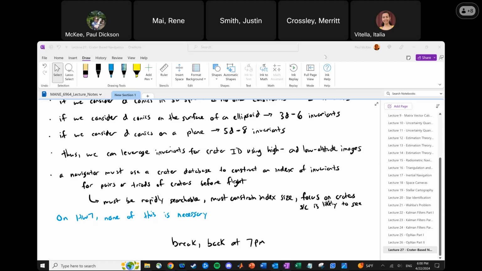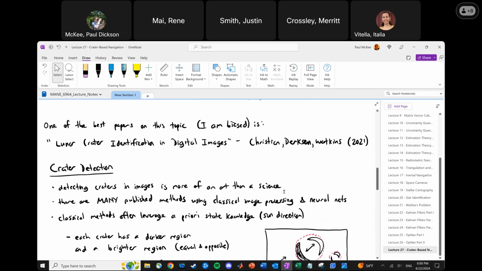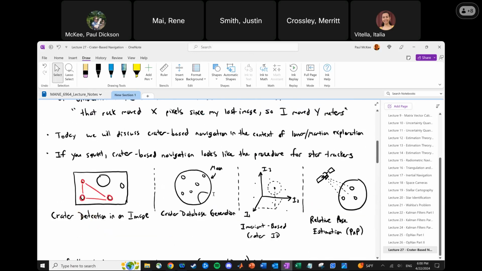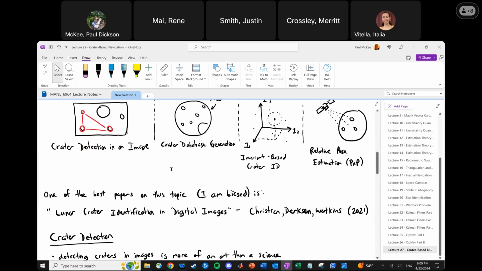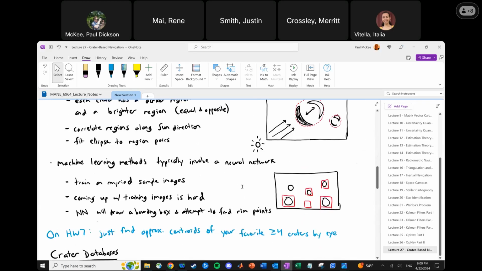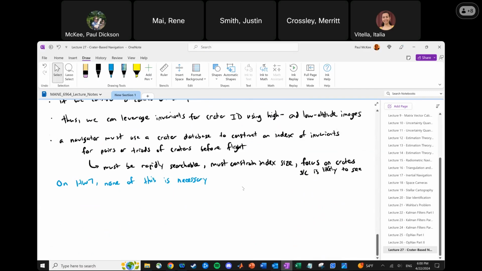All right, we're back. Let's do some math. So, erase this here. All right, so then, on to the fourth topic. As a reminder, before break, we talked about crater detection, crater databases, and invariant-based crater ID. We kind of glossed over those. I gave you a quick hand-wavy explanation of each of them. We're going to linger on this third one, which is the relative pose estimation. In this case, I'm going to call it spacecraft pose estimation.